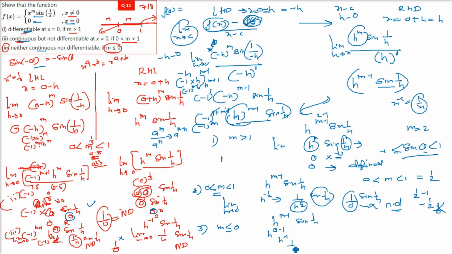So h raised to 0 minus 1. I am taking m as 0. So we have h raised minus 1, which is 1 by h. 1 by h is 1 by 0. 1 by 0 is not defined, so it is going to be undefined. The function is not defined.